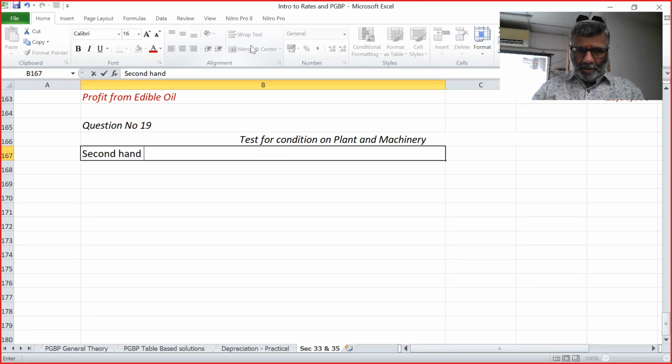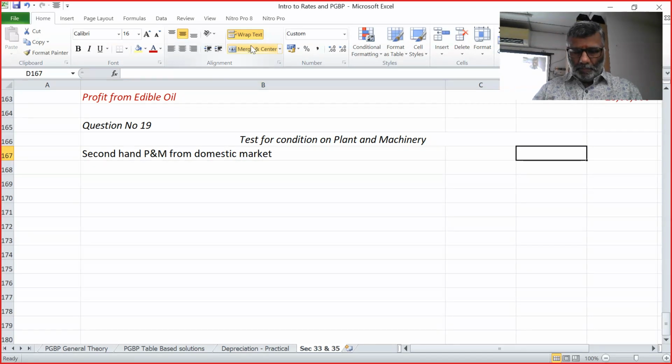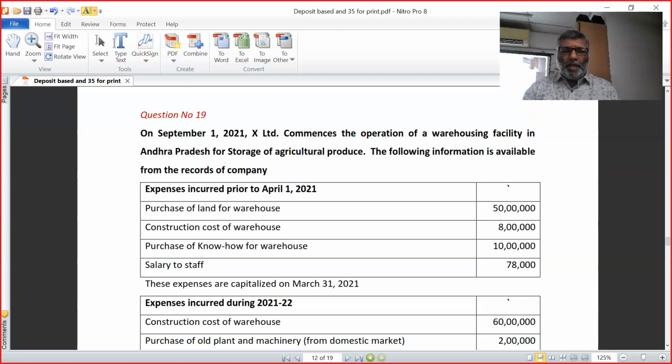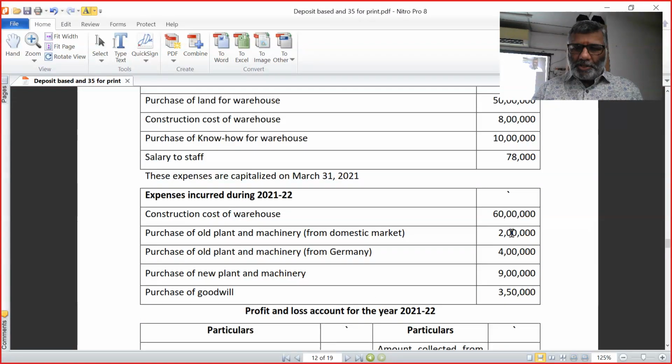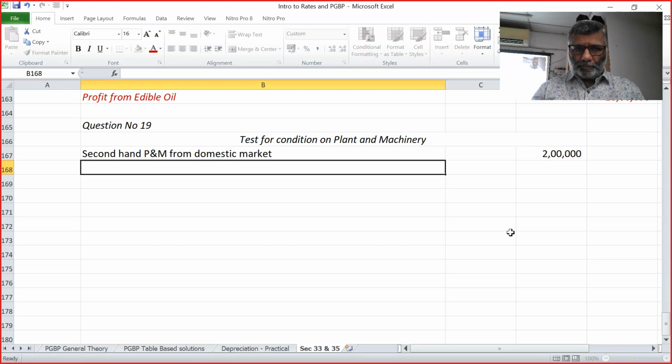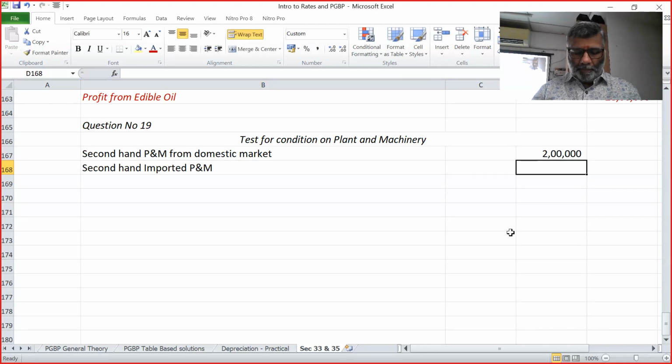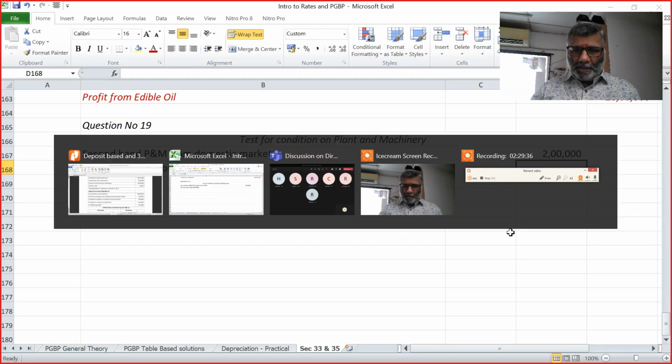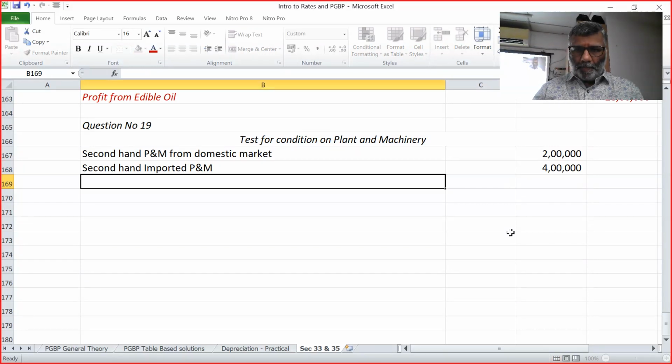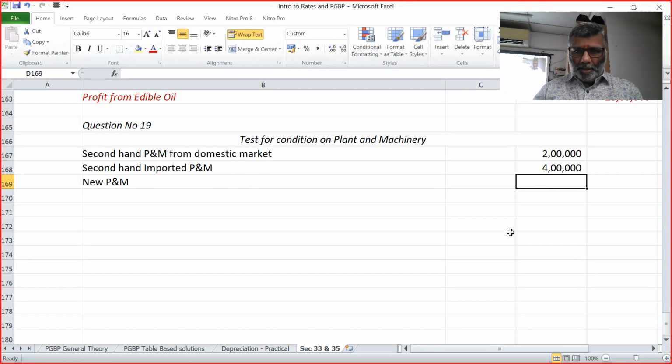Second-hand plant and machinery from the domestic market is 2 lakhs. Second-hand imported plant and machinery is 4 lakhs. New plant and machinery is 9 lakhs.